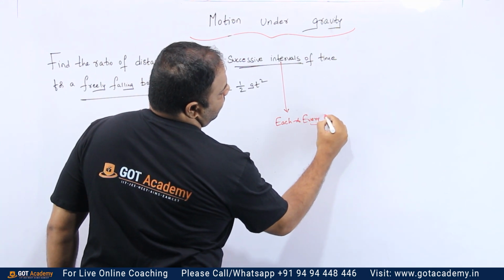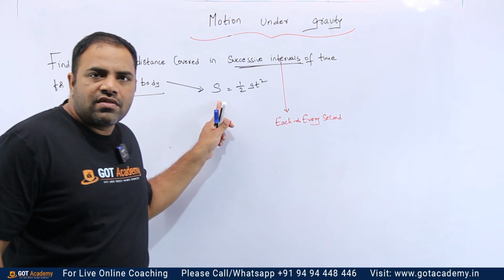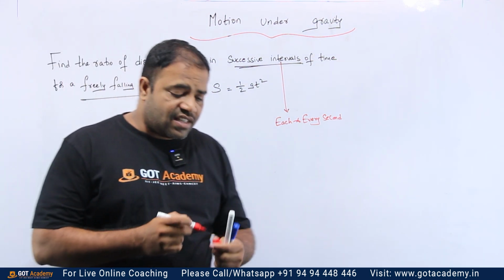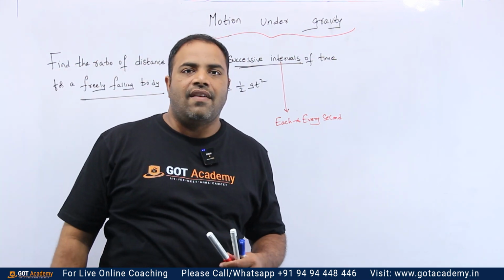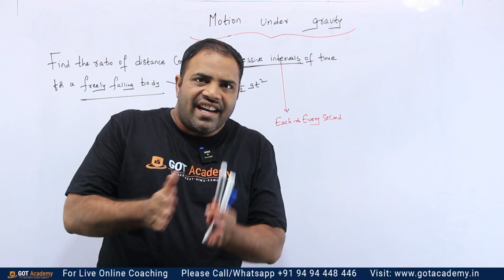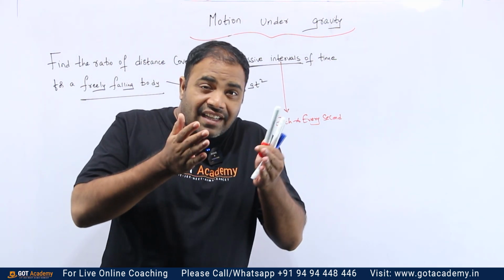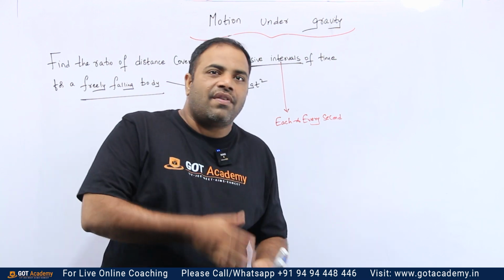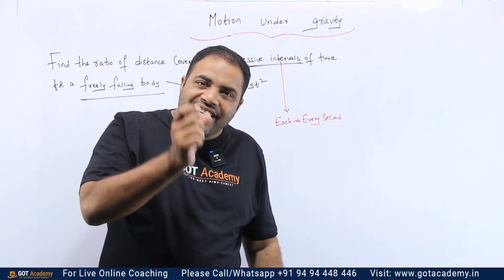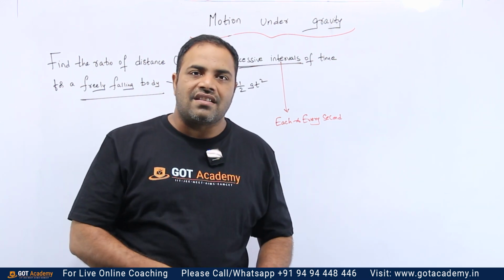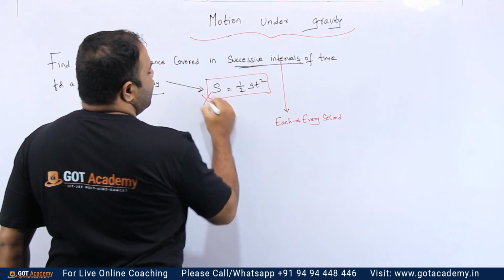Each and every second. If this is the case, I should not use this formula, because S is equal to half gt square tells you the distance traveled from the beginning to the overall journey. But here we are cutting it. The full distance has been cut into 10 pieces, because 10 seconds, no? So 10th second we want, 9th second we want, 8th second we want. Like this we are cutting into 10 pieces. So for each and every second I want to find out its distance. So in such a case, this formula is invalid.